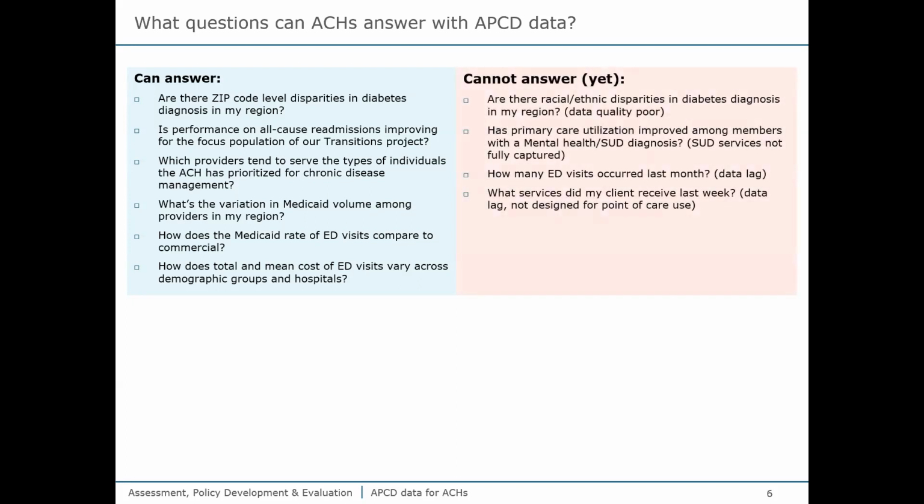What it can't answer, and I have "yet" in parentheses because obviously it's a dynamic system, so some of these questions will be able to be answered someday. The first one is, are there racial and ethnic disparities in diabetes diagnosis in my region? The reason I don't believe we can answer this yet is because the quality of the data is poor, and there's a very specific reason for this.